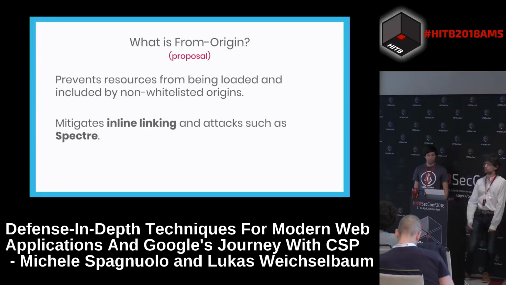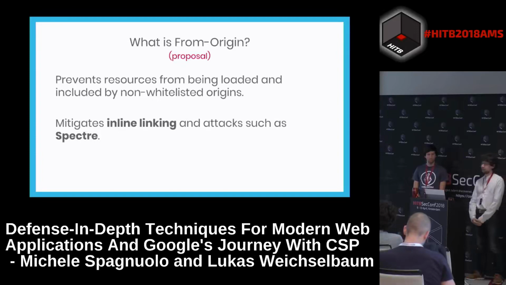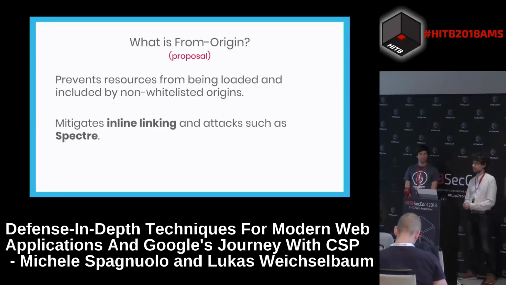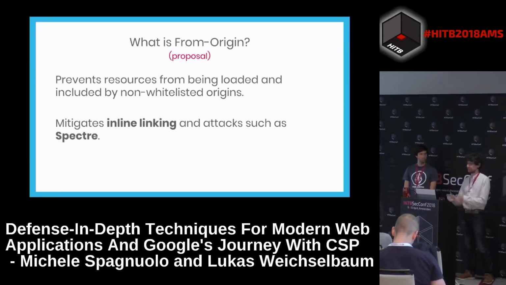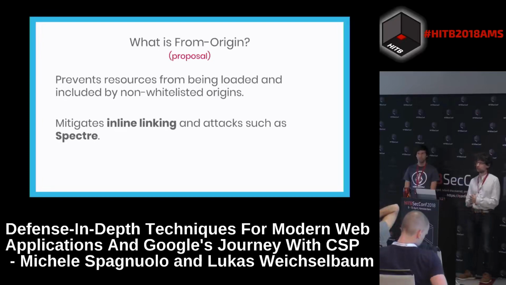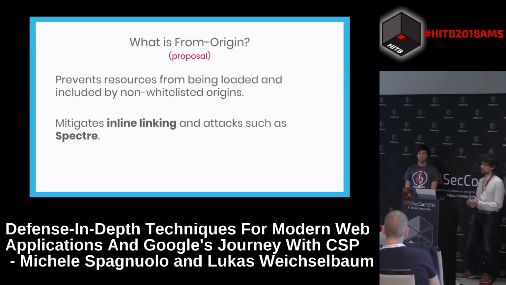There is another proposal, actually a pretty old proposal, that has now regained steam. It's called From Origin. From Origin, very simply put, is delivered with a header. So the two I said before, strict site isolation is a setting in the browser. This is a header, like content security policy, like the ones we'll see later. So with From Origin, basically a webmaster can put From Origin on all the documents or the resources to prevent them from being loaded and included by known whitelisted origins.